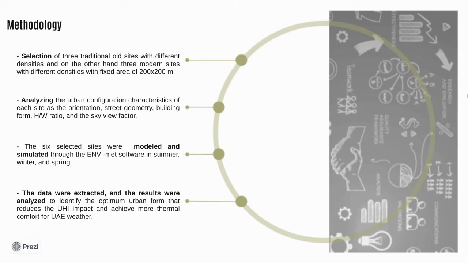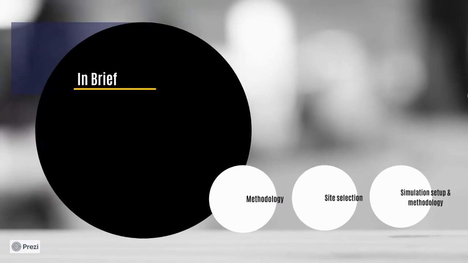The six selected sites were modeled and simulated through the NVMet software in summer, winter, and spring. The data were extracted and the results were analyzed to identify the optimum urban form that reduces the urban heat island impact and achieves more thermal comfort for the UAE weather.